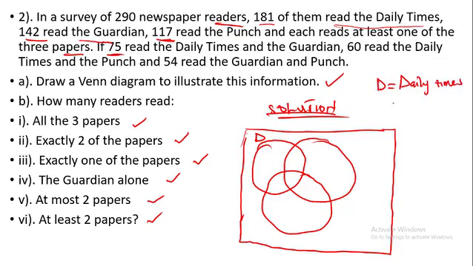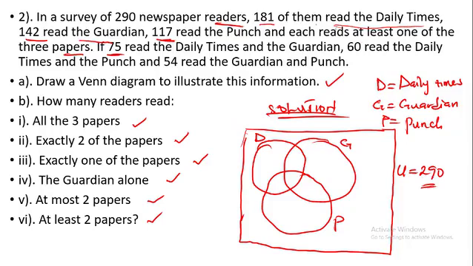We have the G to be the Guardian, and we have our P to be the Punch. Okay, now our D is the Daily Times, and let this be our Guardian G, and this be our Punch P. Okay, from the question, they said the universal set is what, 290. It said 290 readers, so the universal set is 290.